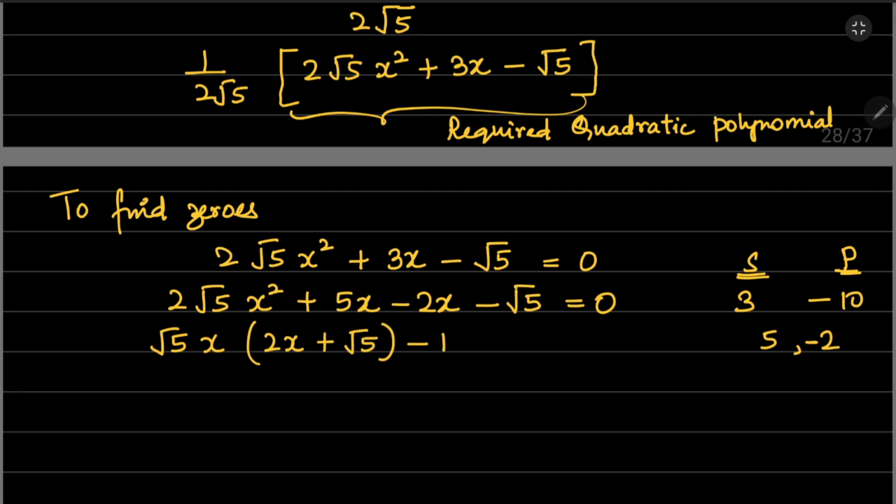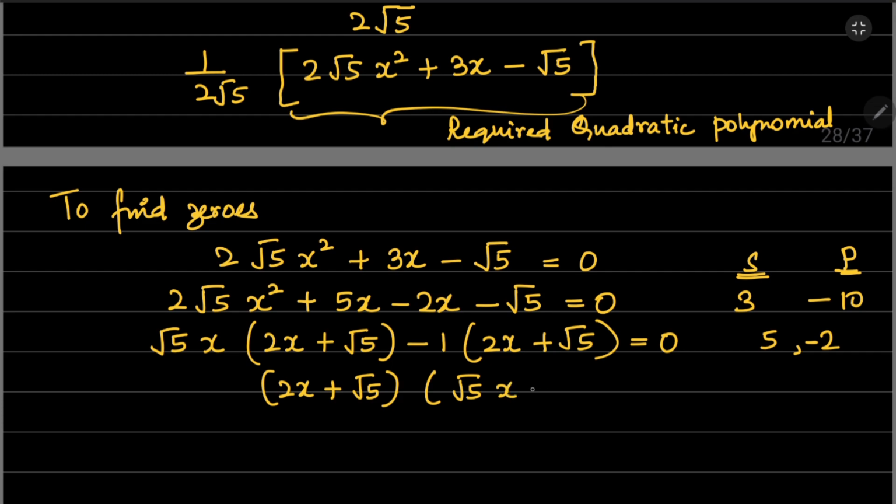Again minus 1 common out. 2x plus root 5 equal to 0. So 2x plus root 5 is common here. Root 5x minus 1 equal to 0.